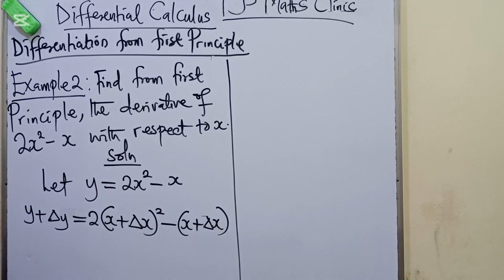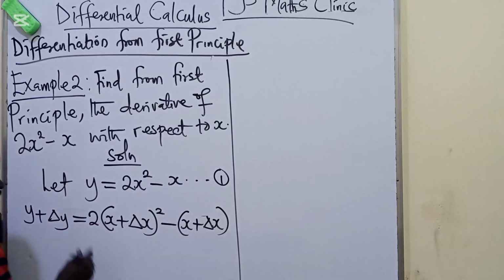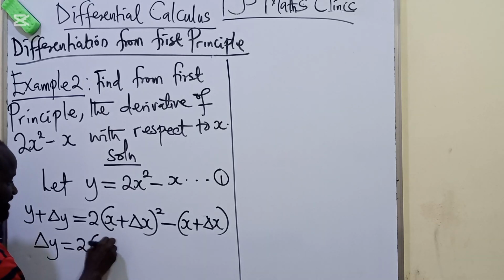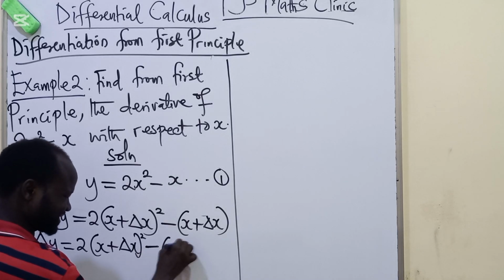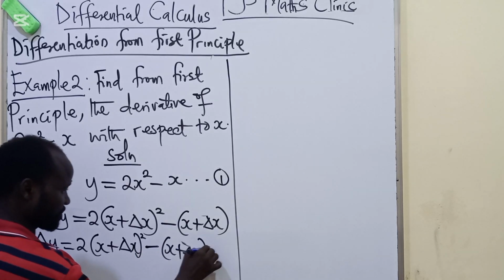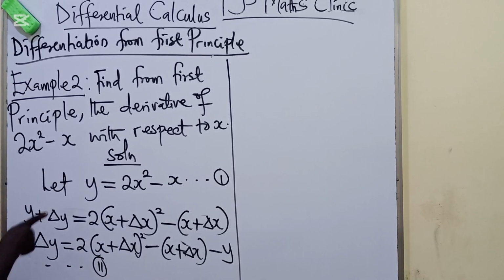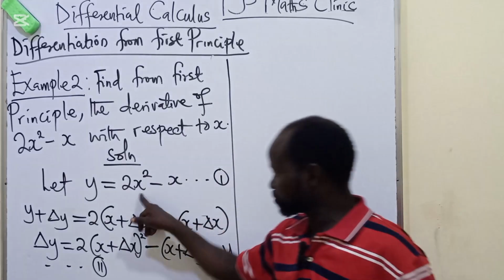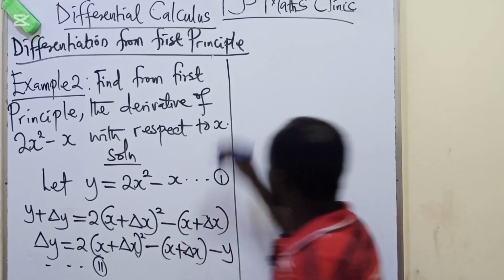Let this be equation 1. Then let's work on this to get equation 2. Change in y will be equal to 2 into x plus change in x all squared, minus x plus delta x, minus y. Let this be our equation 2. So let's substitute equation 1 into 2. Anywhere we see y in equation 2, we replace it with 2x squared minus x. So let's do the substitution.